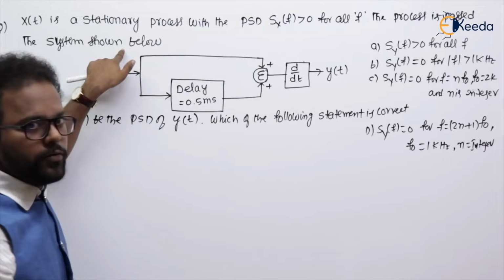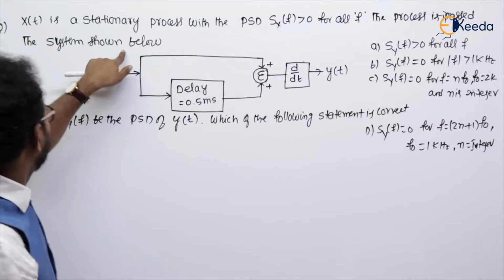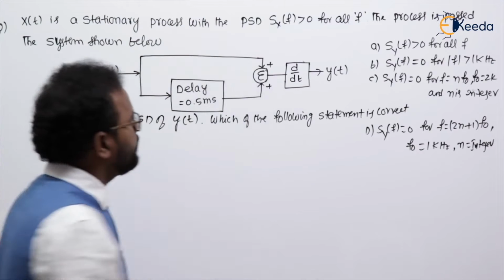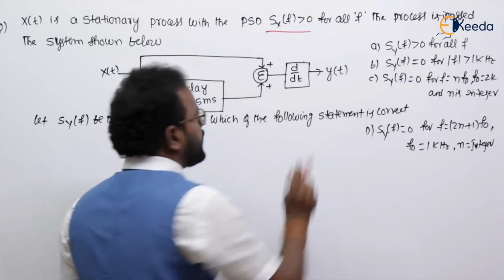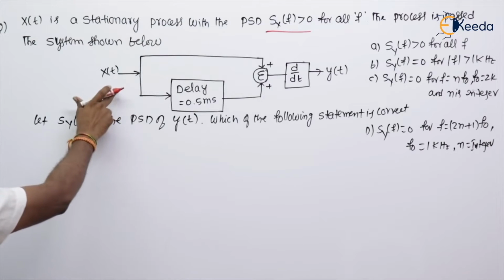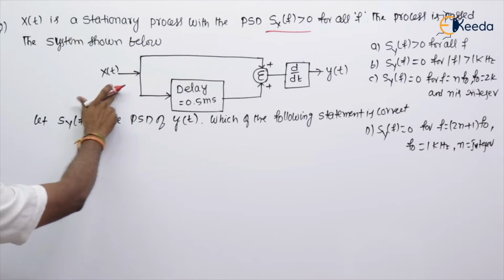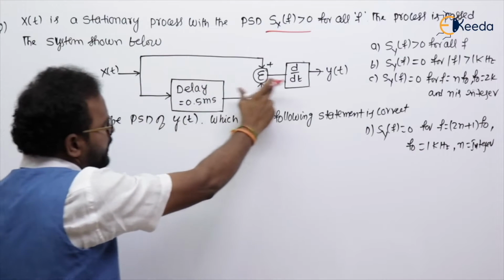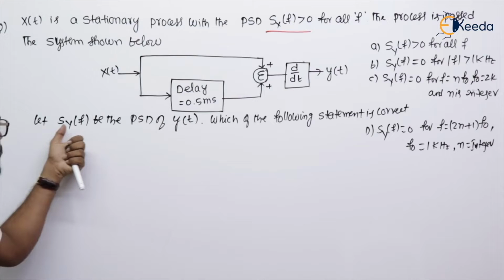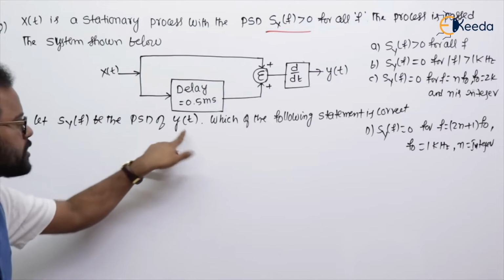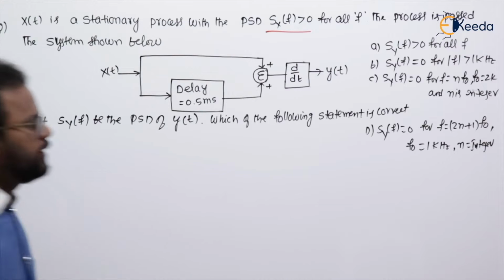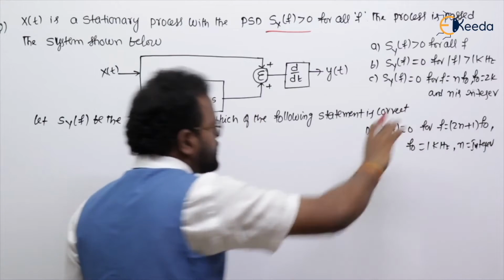This is one of the common models in GATE exams. See, x of t is a stationary process with PSD Sx of f greater than 0 for all f. The process is passed through a system shown below. This is the system: a delay, a summer, a differentiator, output y of t. Let Sy of f be the power spectral density of y of t. Which of the following statements is correct? He has given the 4 options there.